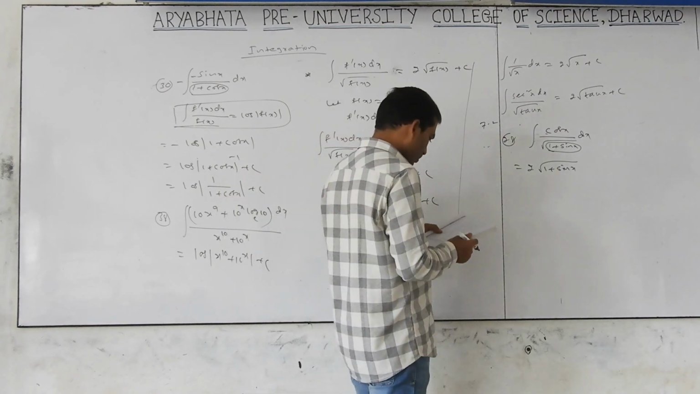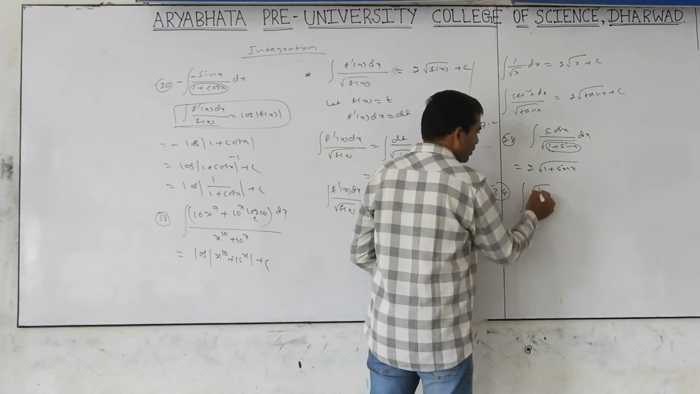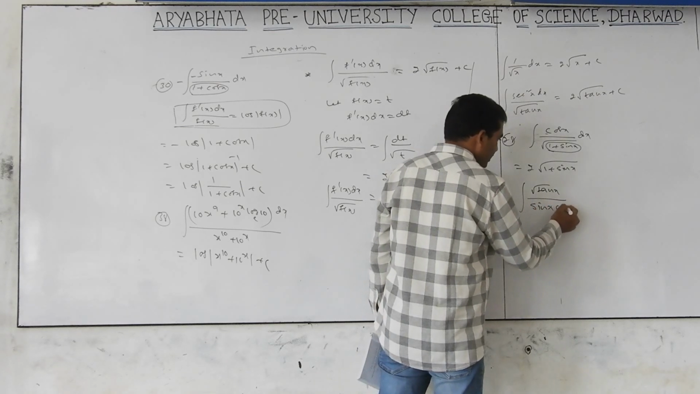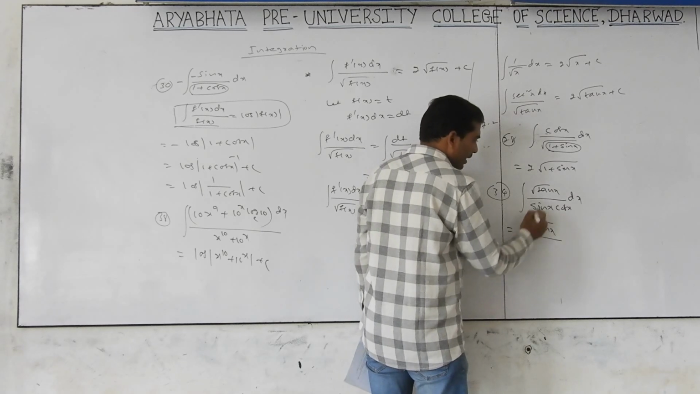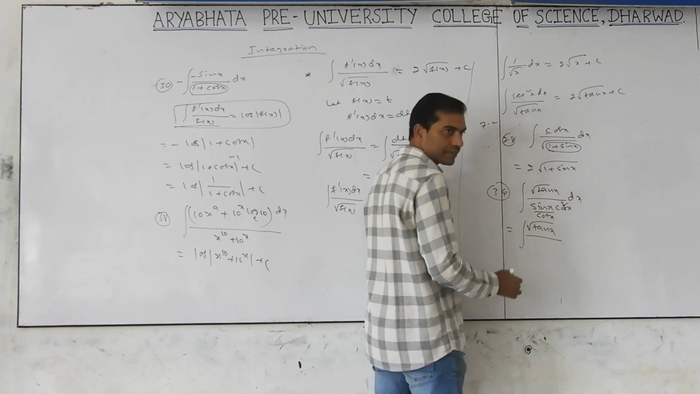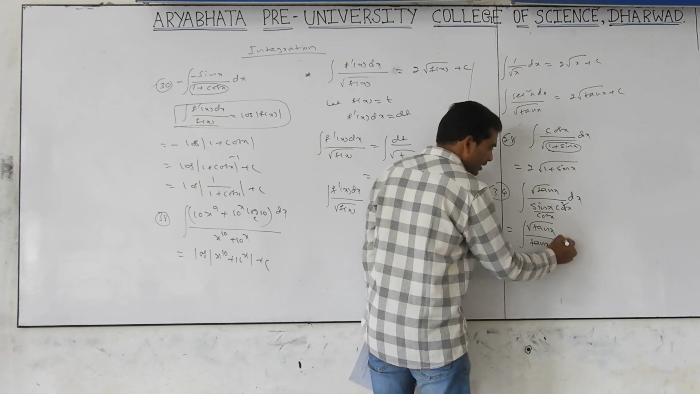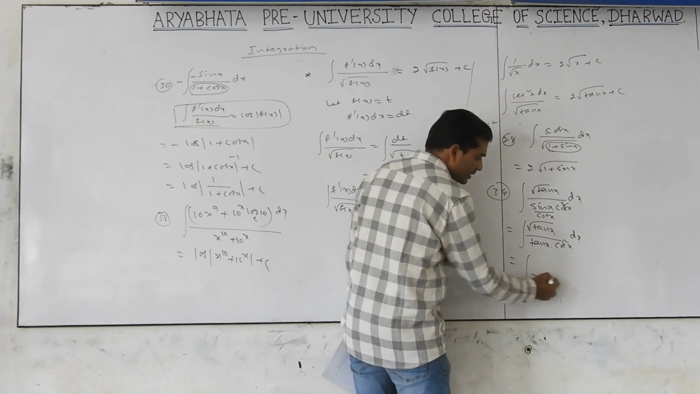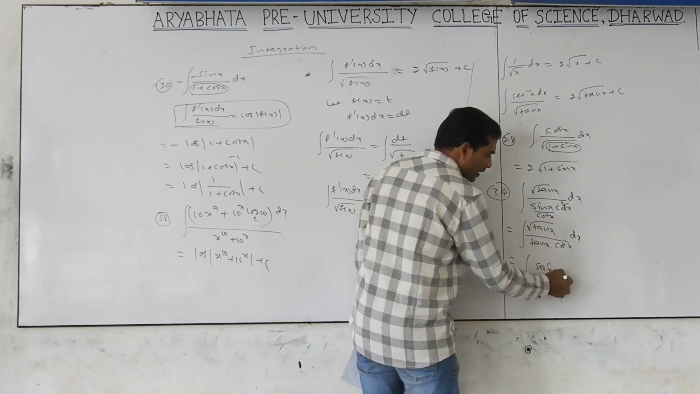And question number 34. Integration of root of tan x by sin x into cos x dx equals root of tan x by, this is denoted like this, sin x by cos x here cos square x. Sin x by cos x is tan x, cos square x is LDB. Root tan x by tan x is equal to 1 by root tan x. And 1 by cos square x equals secant square x.